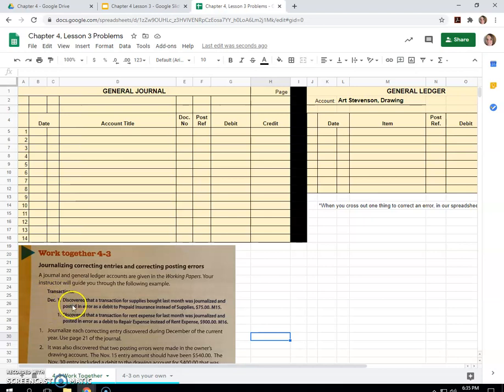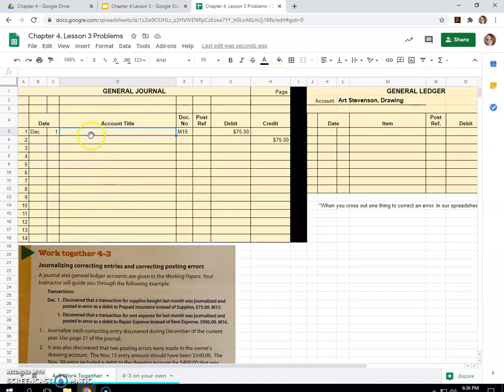So the first transaction, we discovered on December 1st that a transaction for supplies bought last month was journalized and posted in error as a debit to prepaid insurance instead of supplies. Okay, $75, memorandum 15. So on the date of December the 1st, we're going to make this entry. And this was document number M15. All right, so what we know is that there'll be a $75 debit and a $75 credit. Now the accounts are going to be prepaid insurance and supplies.